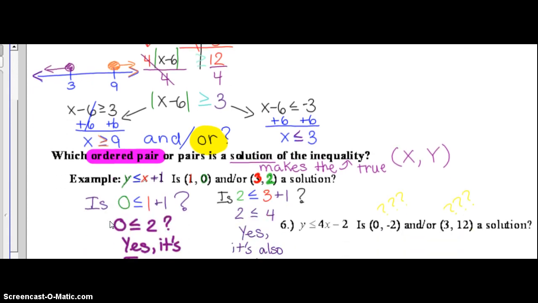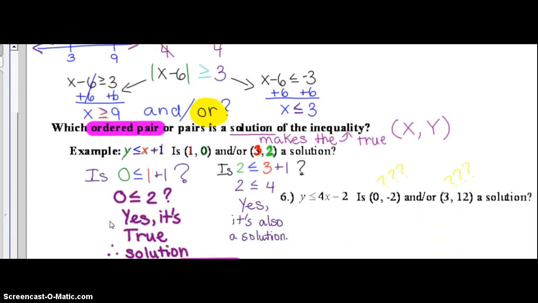The next example that goes along with question number 6 is which ordered pair or pairs is a solution to the inequality. In this example, y is less than or equal to x plus 1. I'm asked to test 2 points, (1, 0) and (3, 2). Remember, points are given as an ordered pair of x and y. We're asked which of these solution points makes the inequality true.